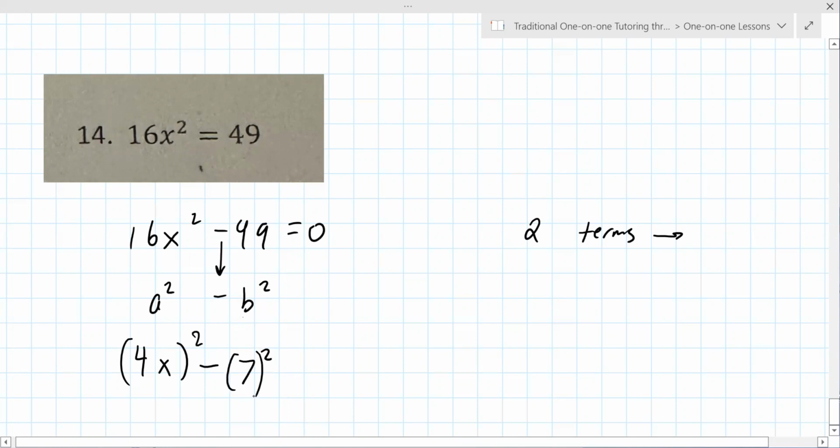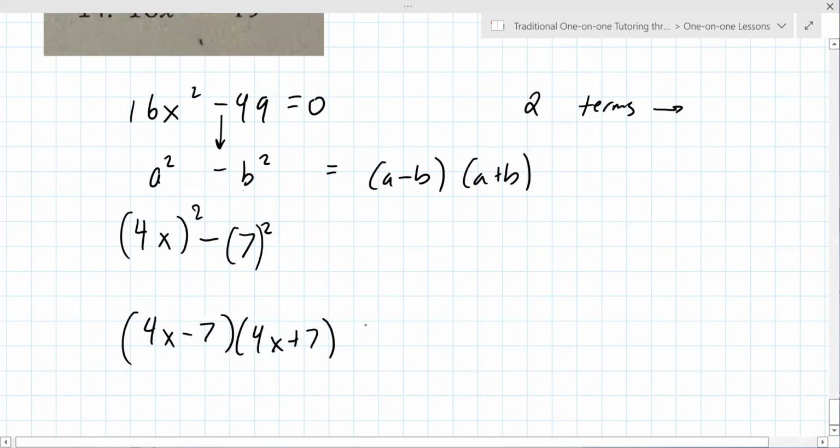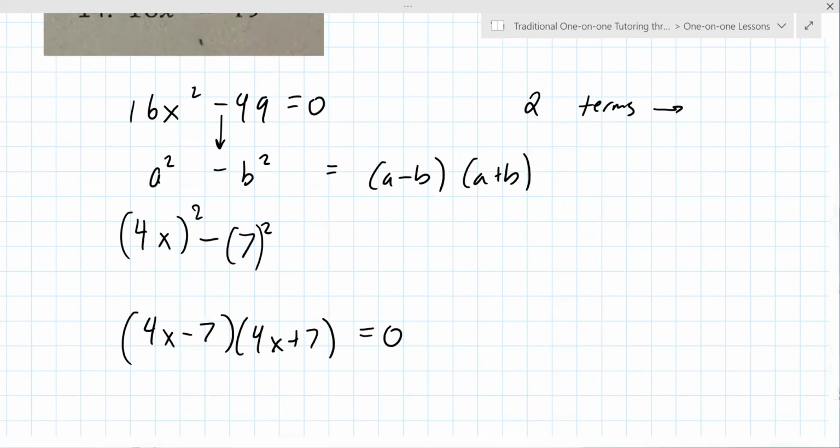There are what are called prime or non-factorable problems. Maybe you've seen those in class. I hold off on showing exceptions until we've really got all this down because it just dilutes what we're doing. But you have to know that A is 4x and B is 7. Okay. So is the answer 4x minus 7 times 4x plus 7? Well, kind of. Yes, that's the factor.